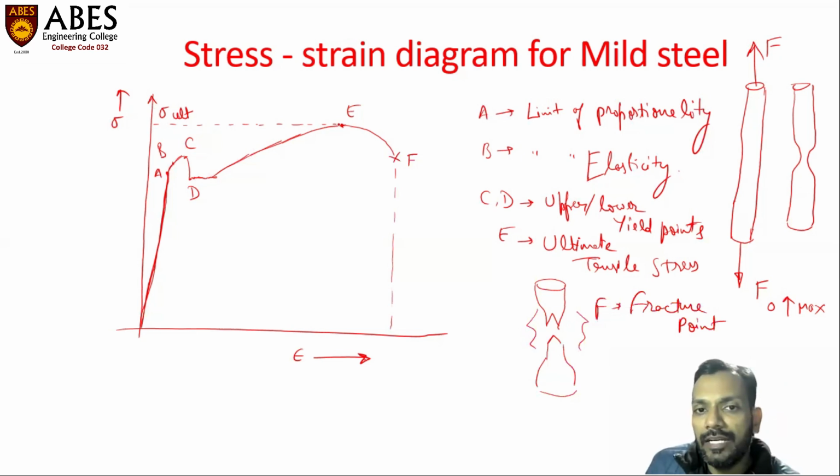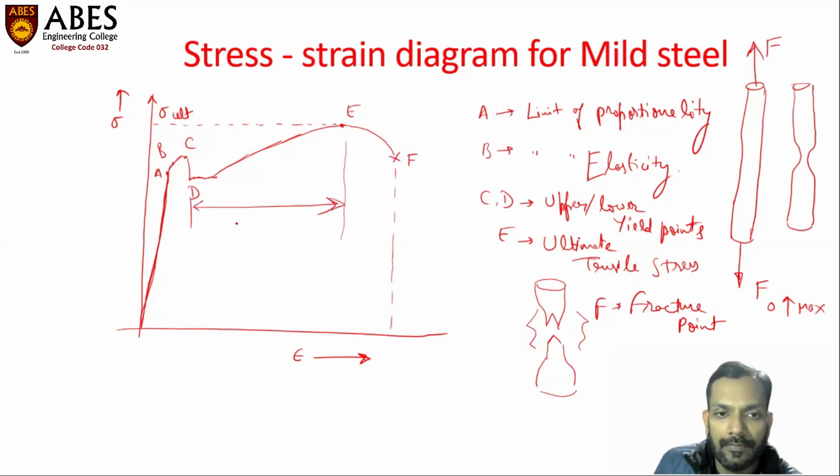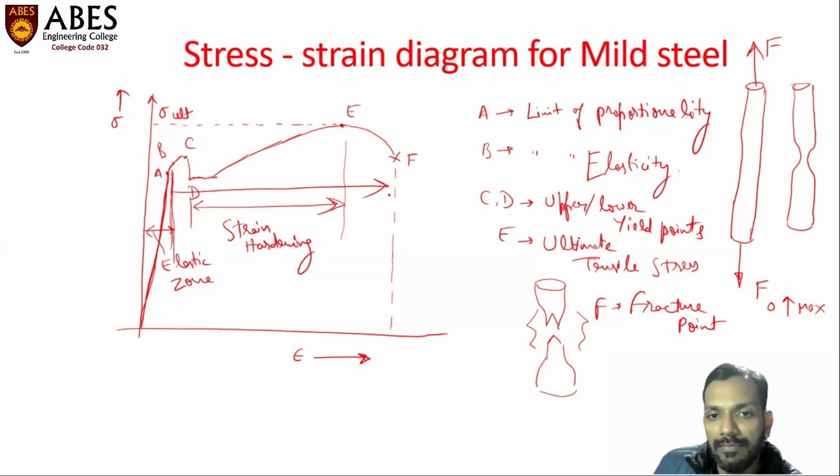The portion between D and E is called strain hardening. This portion. Strain hardening. This portion up to point B is called the elastic zone. And after point B, the elastic zone was up to point B, and after point B up to point F, it can be considered as the plastic zone.